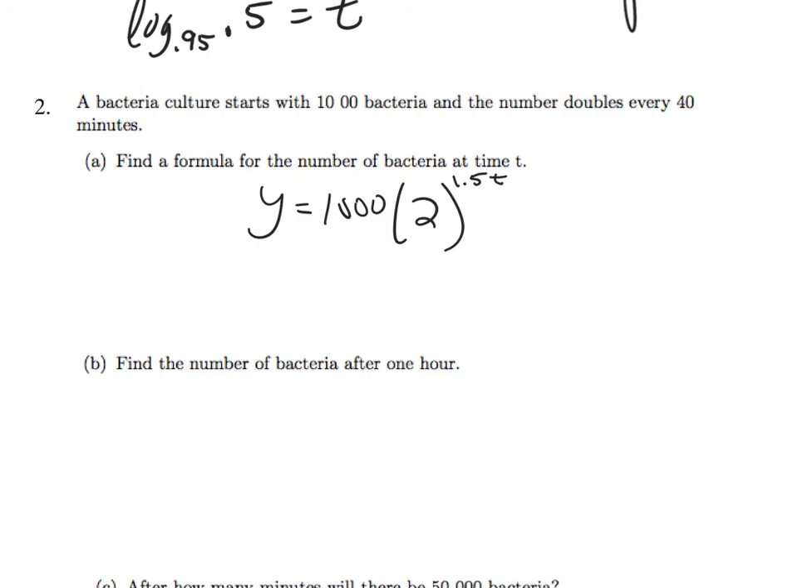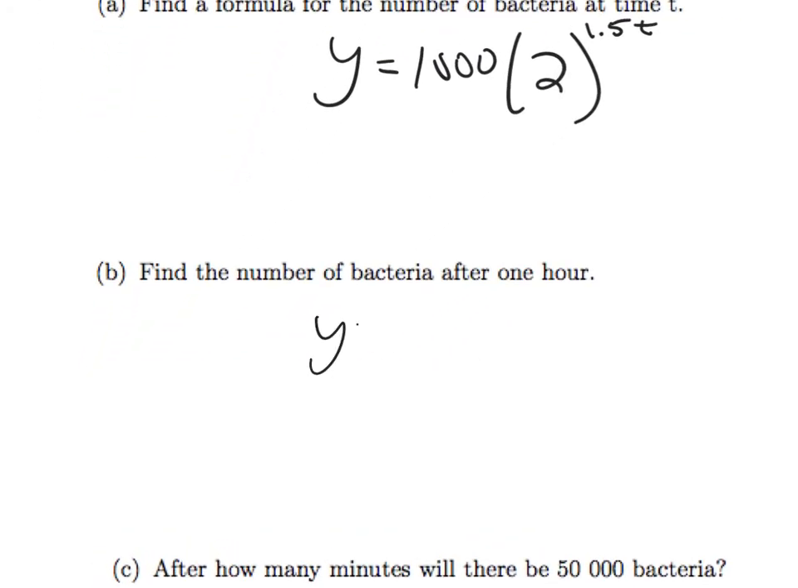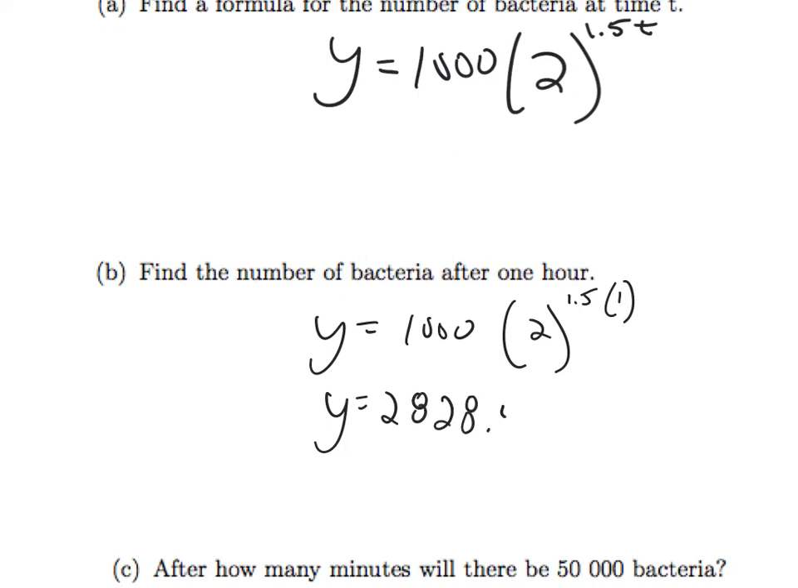Find the number of bacteria after 1 hour. So we go ahead and we plug in 1 hour into here. Put it in my calculator. 1,000 times 2 raised to the power of 1.5. That would be 282, goodness gracious, we'll look at this awful, 2828.43 bacteria.